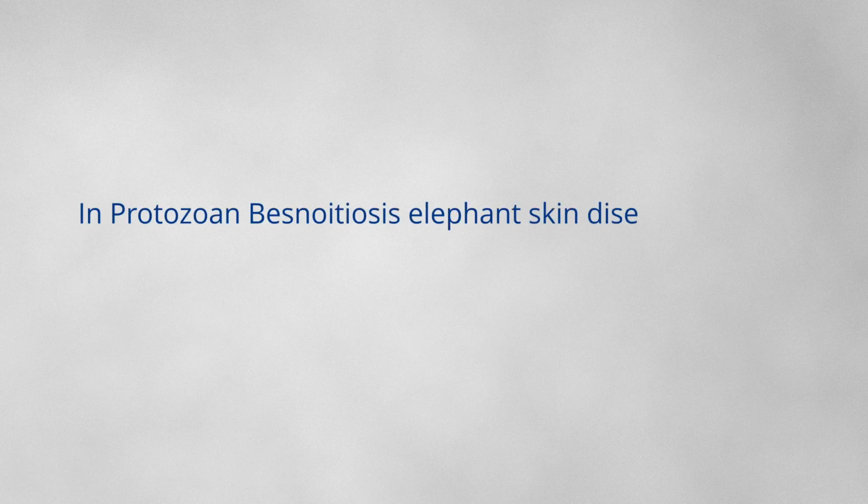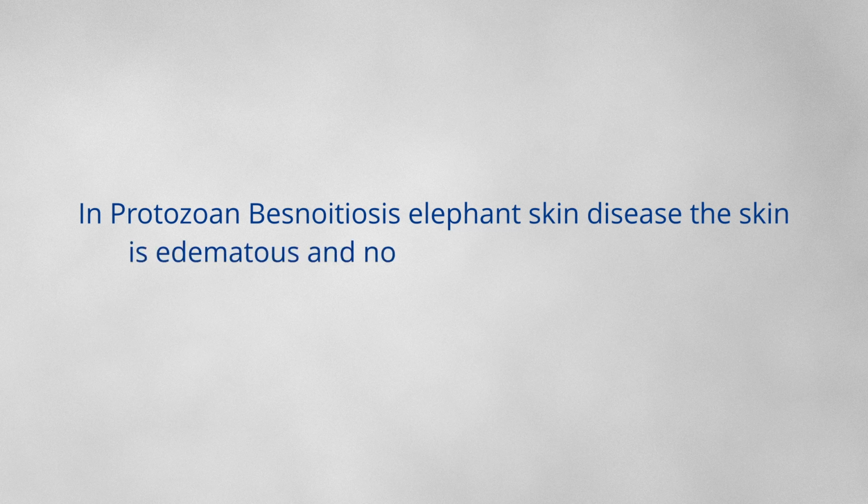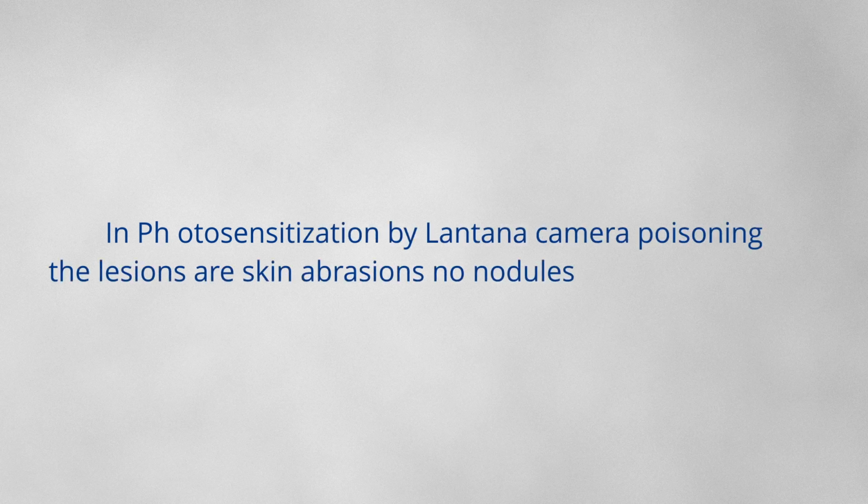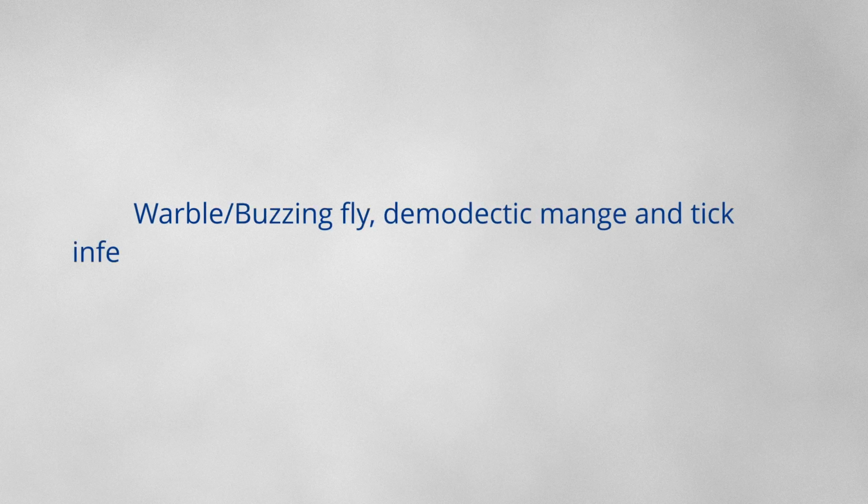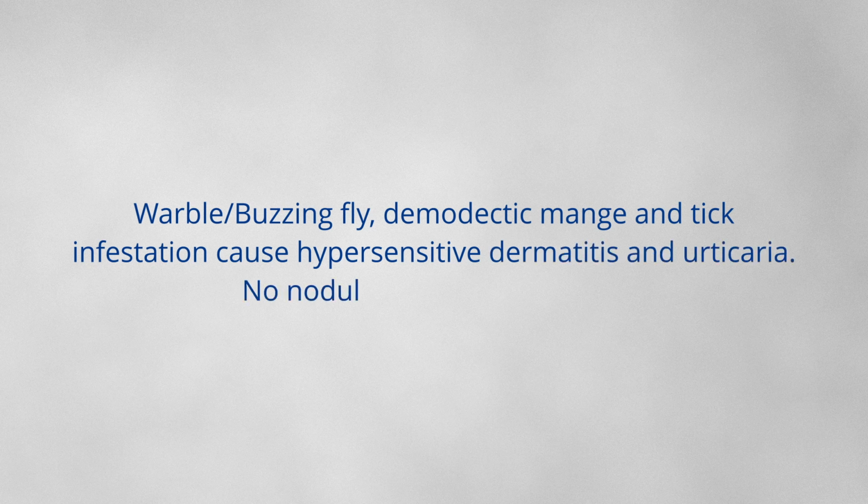And the next differential diagnosis is protozoan besnoitiosis or elephant skin disease. The skin is edematous and nodules are not visible clearly. In photosensitization caused by Lantana camara poisoning, the lesions are skin abrasions, with no nodule formation. Other differential diagnoses are warble or buzzing fly, demodectic mange, and tick infestation, which cause hypersensitive dermatitis and urticaria. No nodules like LSD are there.